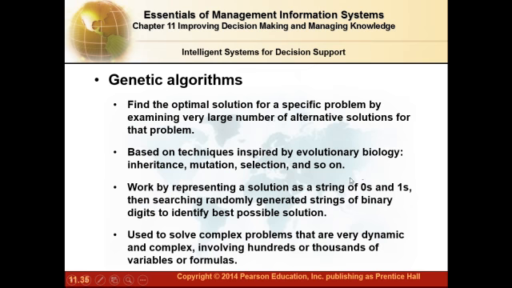Okay, let's look at the next one, genetic algorithm. This is the fifth type of intelligent technique. This genetic algorithm finds the optimal solution for a specific problem by examining a very large number of alternative solutions for that problem.